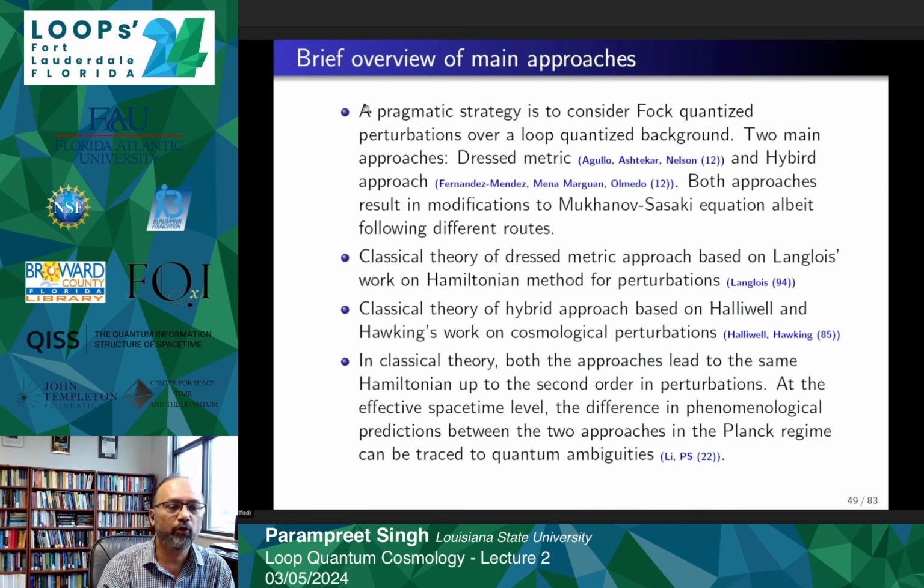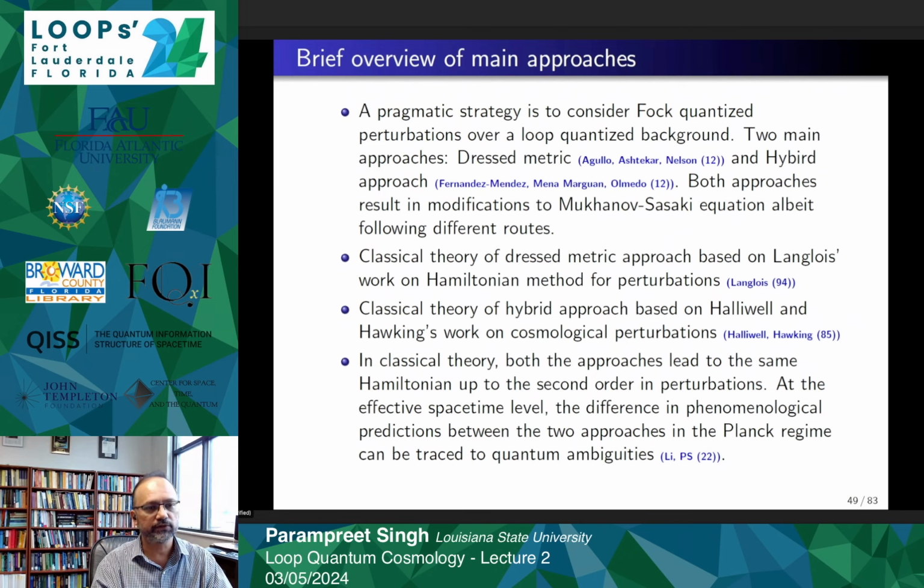I'm not going to talk about other approaches, for example the deformed algebra approach and the separate universe approach, not because they are not interesting, but for lack of time. I'm just going to focus on 2 main approaches, the dressed metric approach and the hybrid approach. The pragmatic strategy both follow is to consider Fock quantized perturbations over a loop quantized background. One was developed at Penn State and simultaneously another was developed in Madrid. Both approaches, at a practical level, result in modifications to a fundamental equation, called the Mukhanov-Sasaki equation.